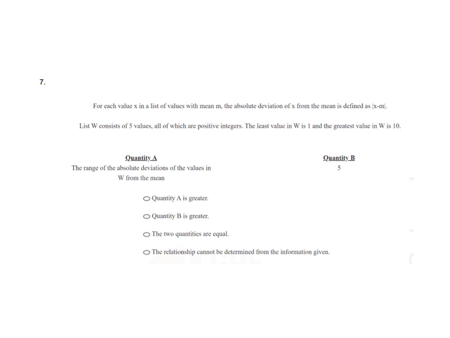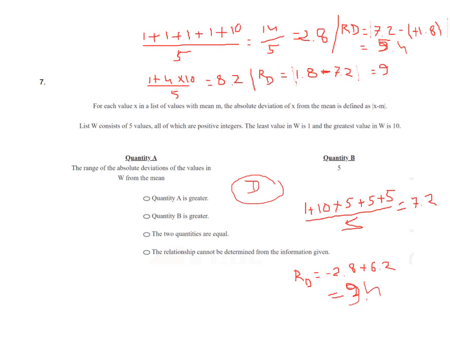Okay, so the range of the absolute deviations of the values in W from the mean. It is not the range of the list W, which is 9, but the range of the absolute deviations of the values in W from the mean. Let's solve the question.